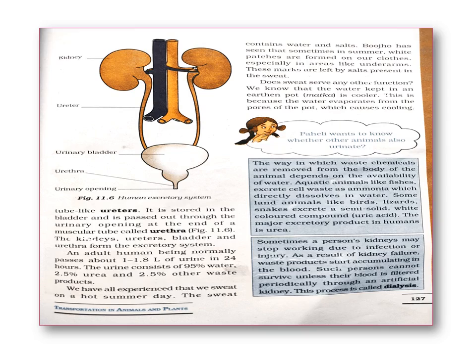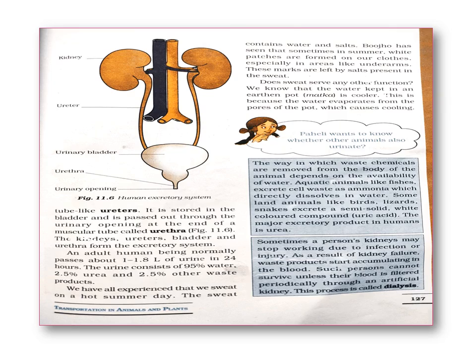Okay children, now let us move on to the excretory system of humans. Generally, the system contains kidneys. 2 kidneys are there. You can see the diagram: ureter, urinary bladder, urethra and urinary opening. Okay, what is the function of the kidney? The waste which is present in the blood has to be removed from the body.